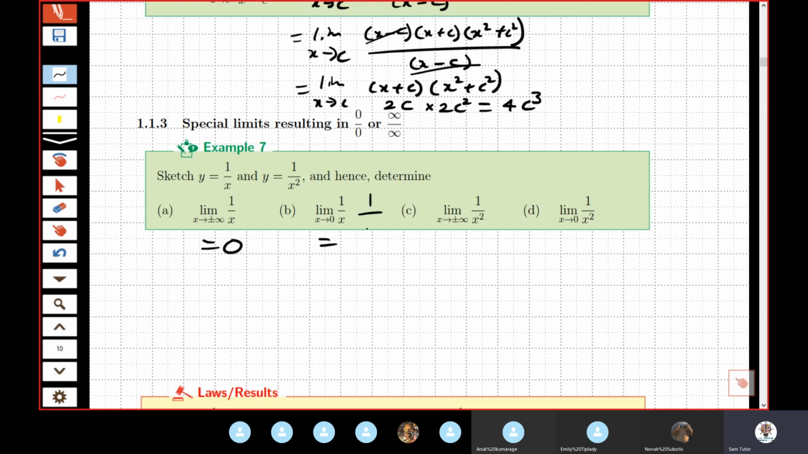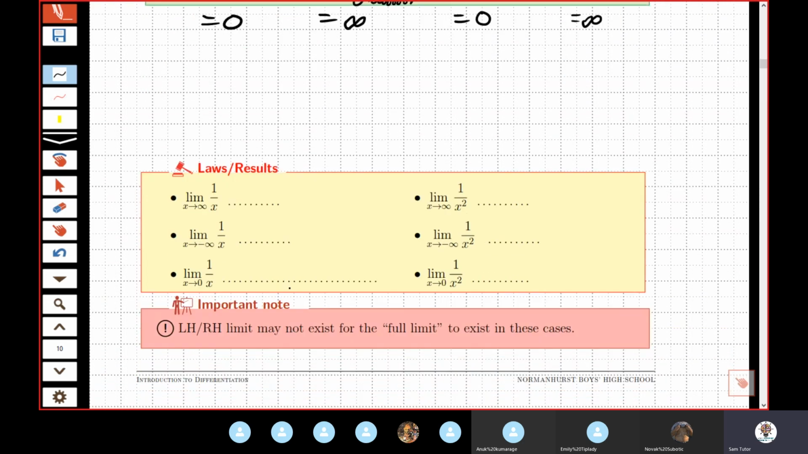If you're stuck, plug this into your calculator. A big number. Infinity. So 1 over 0 is infinity. 1 over infinity squared, 0. 1 over 0 squared, infinity again. In fact, this one is even larger than this one. So 1 on x squared, infinity, is bigger than the 1 on x is infinity. But anyways. All right. All good? Any questions about that? All right.